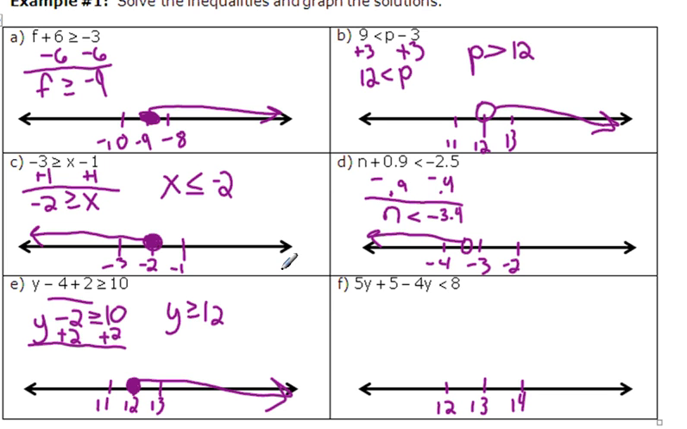So F. This one, same idea. Here it looks like a multi-step problem, but if I notice 5y and negative 4y, those can be combined. 5 minus 4 is 1, so I have y plus 5 is less than 8. Now it's just a one-step problem. To get the y alone, I'm going to minus 5. So 8 minus 5 is 3. So I have y is less than 3.